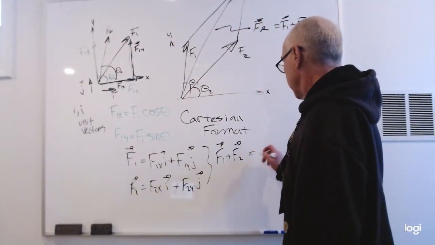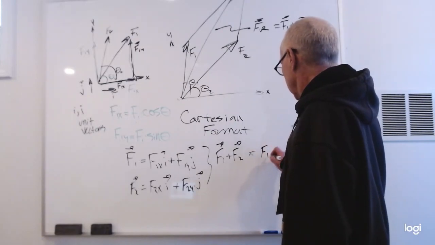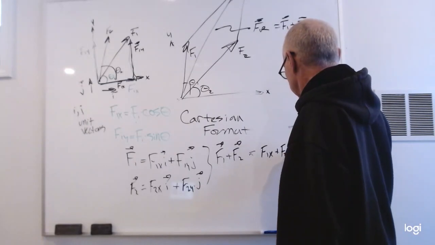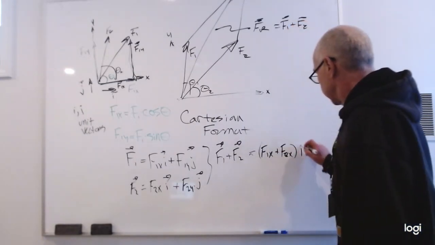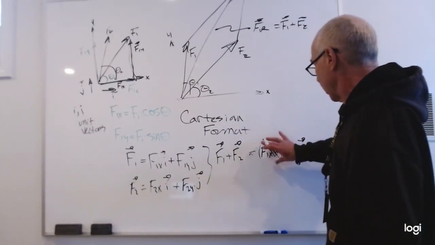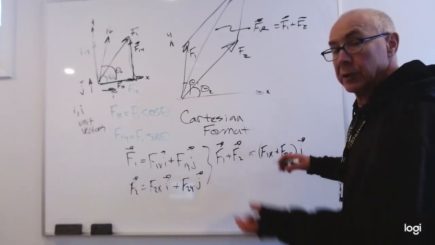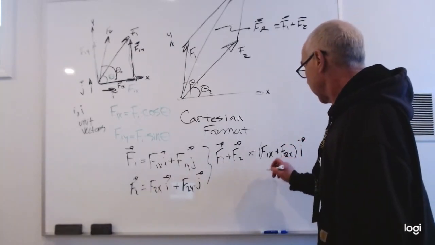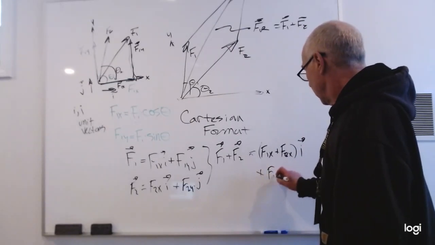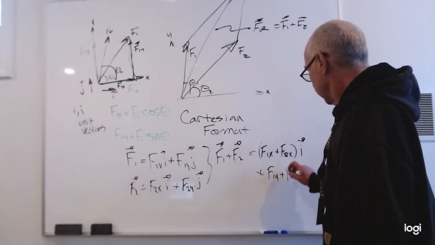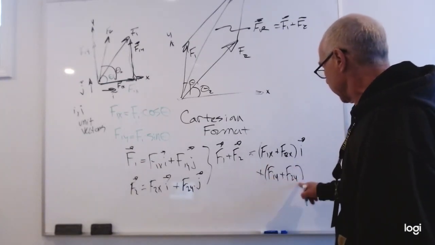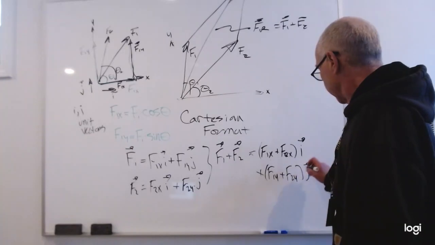So this equals F1x plus F2x times i, where that is a unit vector. So this is the portion in the i direction, which is parallel to the x-axis. And then we can add to that F1y plus F2y. And because they're the y components, we're going to multiply them by the j vector.